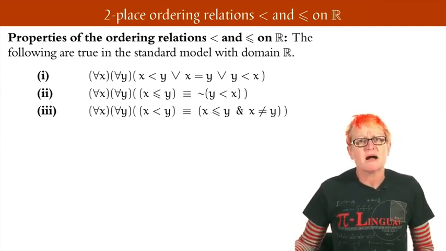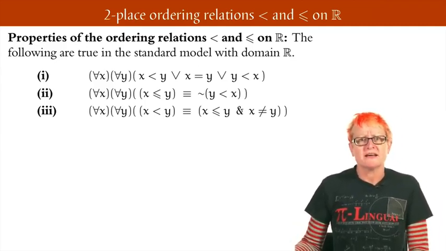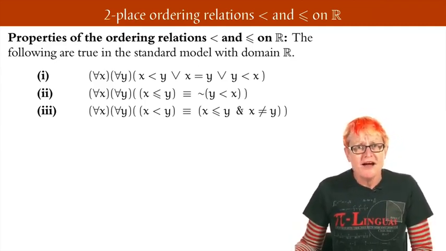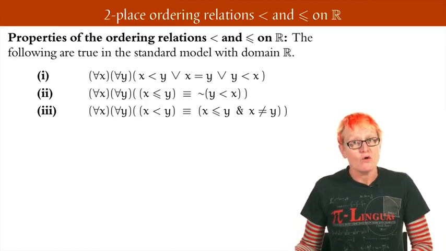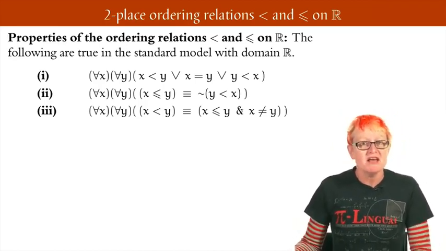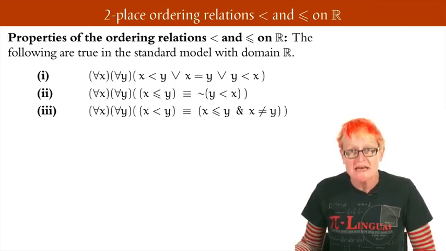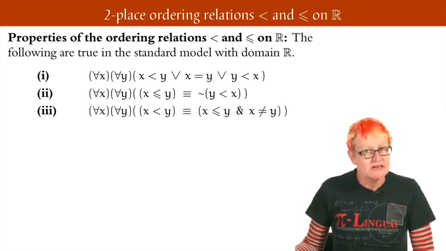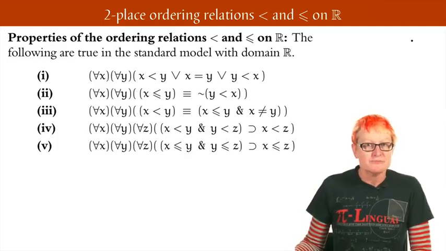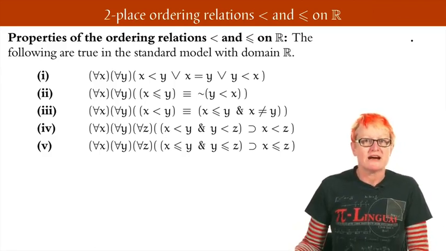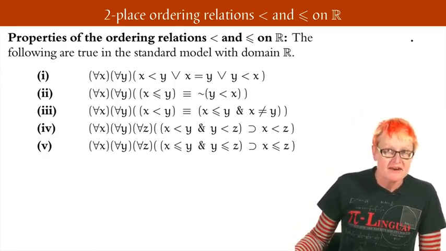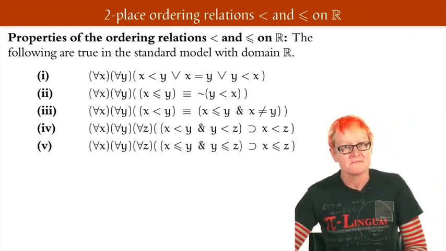We can now start building up a list of properties of the order predicates expressed as formulas of predicate logic. Formula Roman 1 expresses the linearity or comparability of the order, while formulas Roman 2 and Roman 3 express the relationships between the less than and less than or equal to relations. Formulas Roman 4 and Roman 5 express the transitivity of the order relations. If x is less than y and y is less than z, then x is less than z.